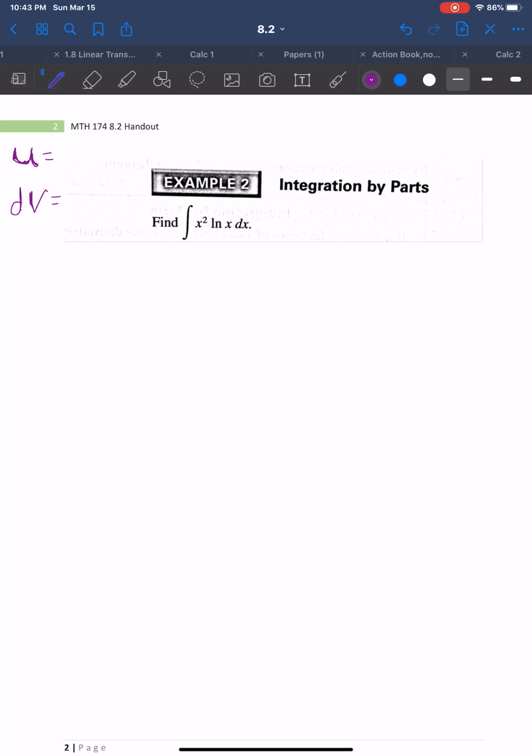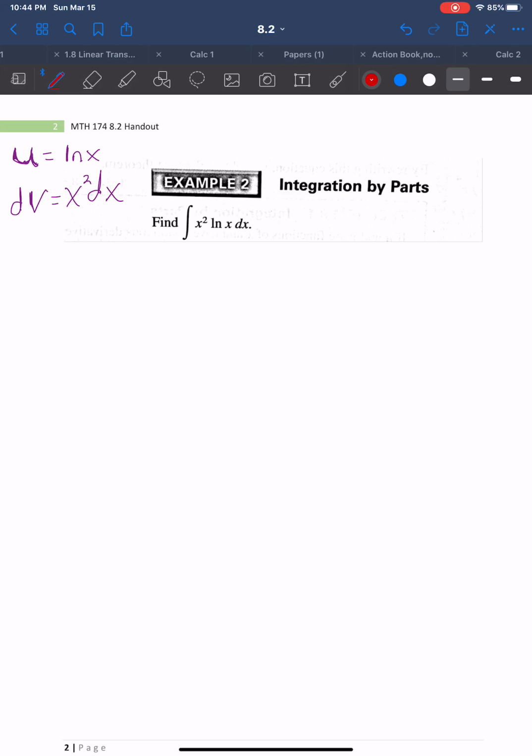Okay, so in this case, we're going to let u be ln x, and we're going to let dv be what's left, right? So I'm going to erase what I'm about to write here. But you just decided that u is ln of x. So now notice what's left. What's left is an x squared dx, right? So dv would have to be x squared dx. All right, now those were the parts that you had control over.